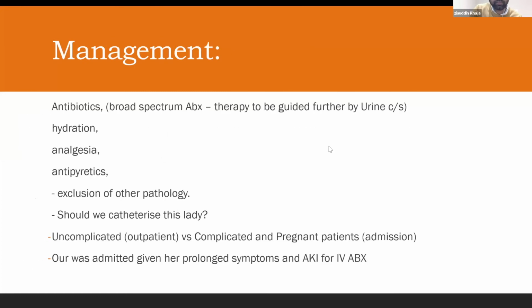Right. So management for this lady would be antibiotics, especially broad spectrum antibiotics, hydration, analgesia, and antipyretics, and then exclusion of any other pathology. So my question is, should we catheterize this lady given that she has decreased urine output?